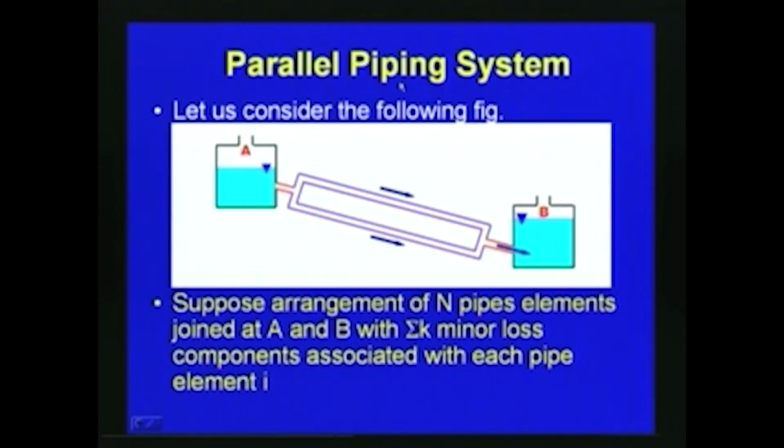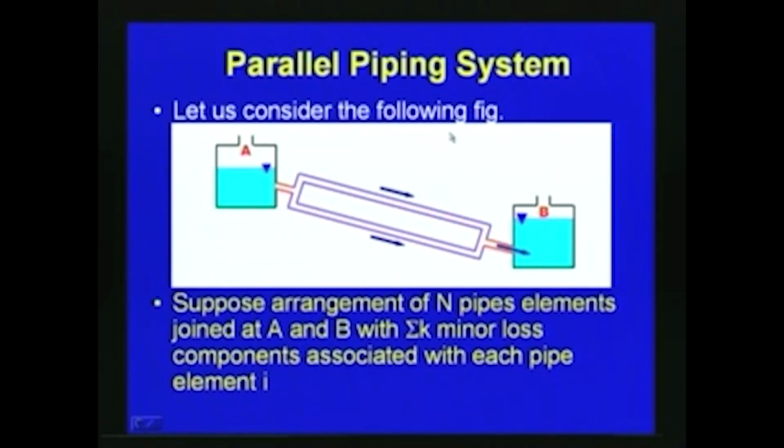So, different kinds of problems can be there depending upon what kind of data is available and what we are trying to solve. So, now the next case is piping system in parallel. As we have seen earlier, there can be different cases for piping system in parallel. First one is pipe system in series, which we have seen. Now we will consider a piping system in parallel.